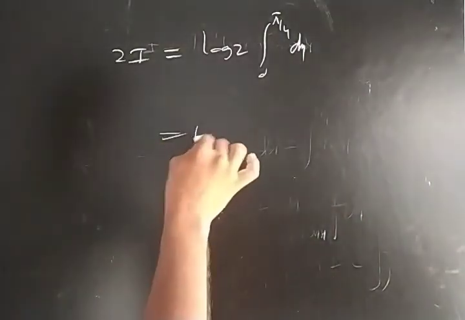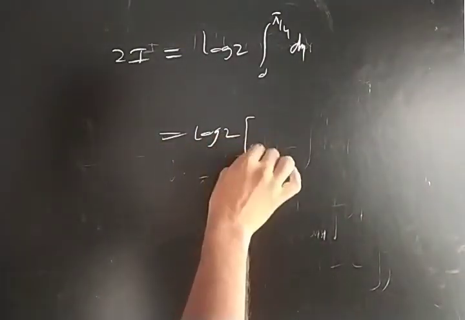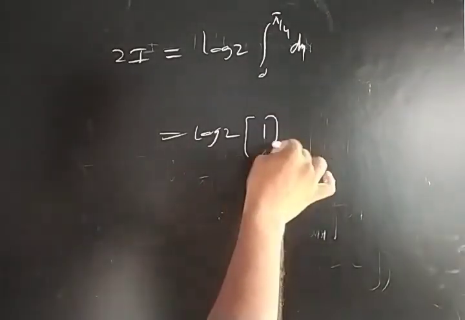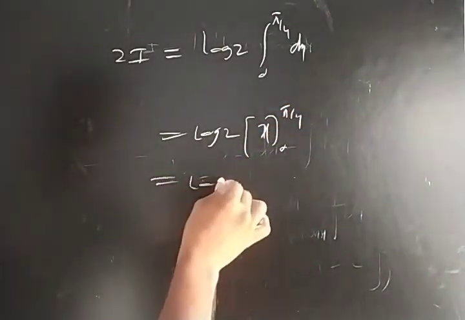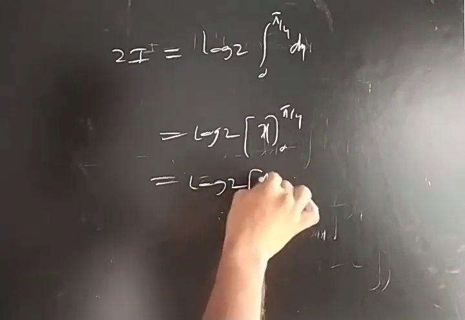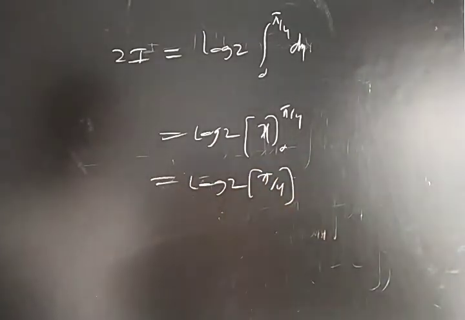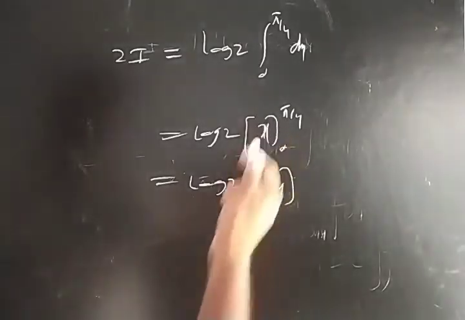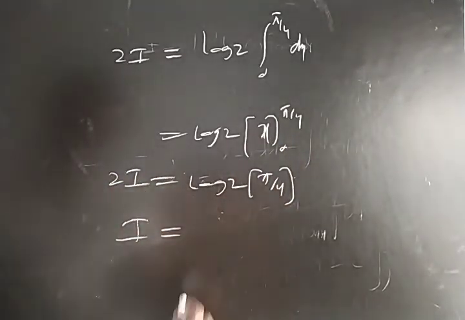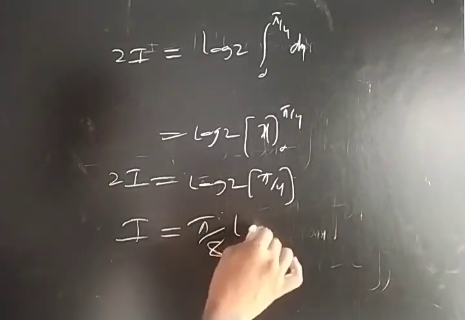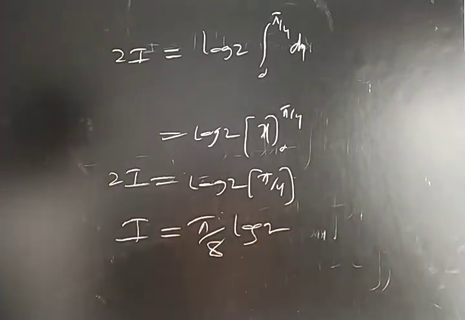Now the integration of dx is x, from 0 to pi by 4. Log 2, in place of x I am substituting pi by 4, and 0 is 0. That is 2I. I equal to what here? Pi by 8 log 2. Hence proved.